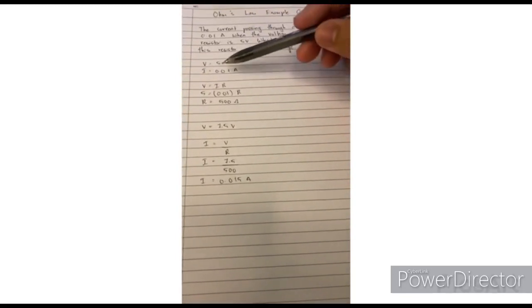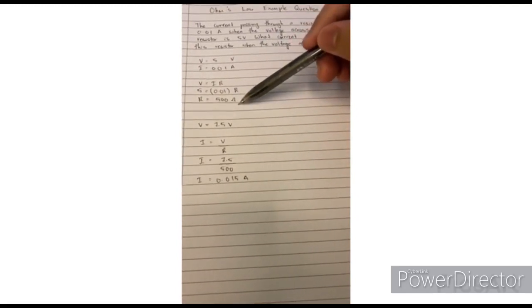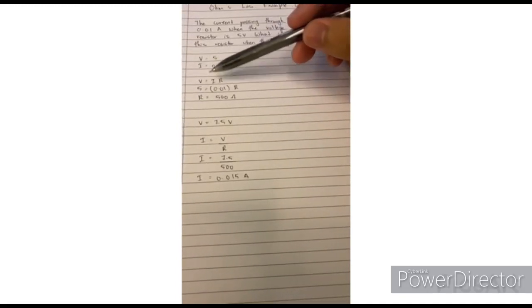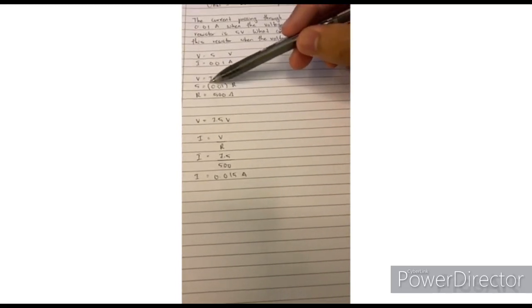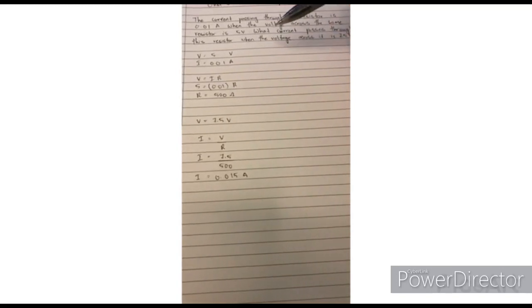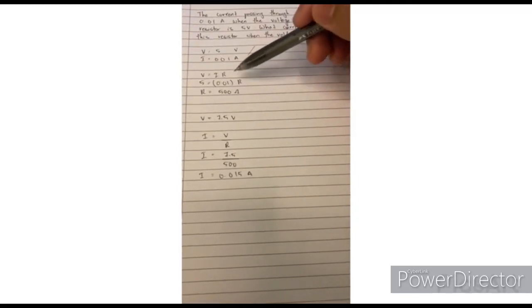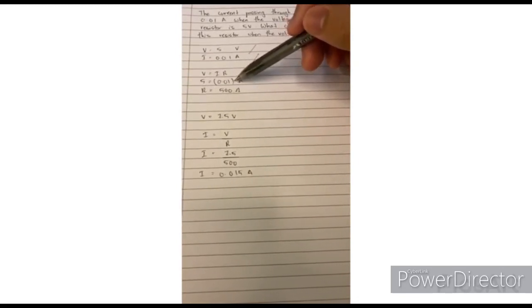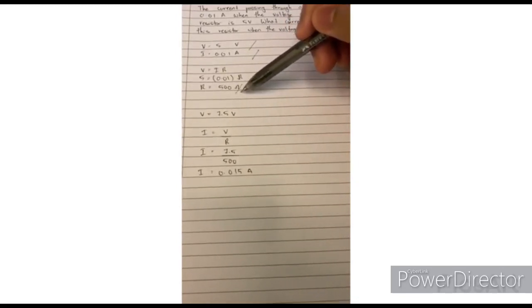Firstly, we have to find the resistance. So we use V equals IR, or we can also use R equals V over I, and then we use the information given to find the resistance R.